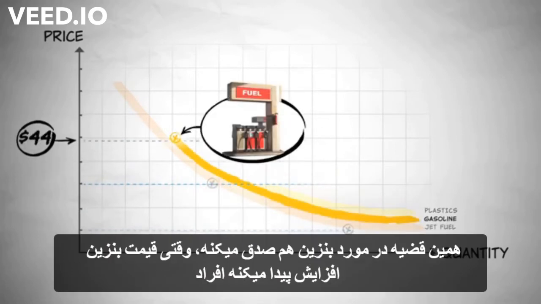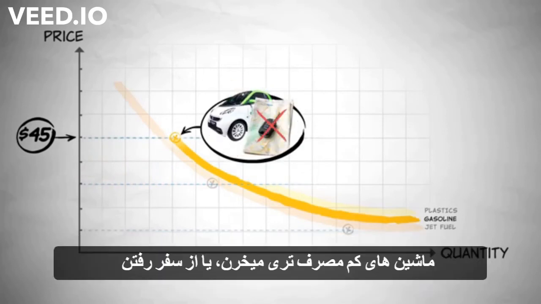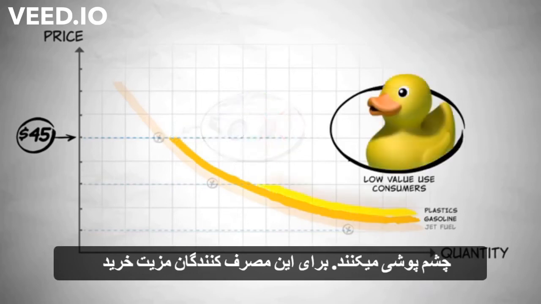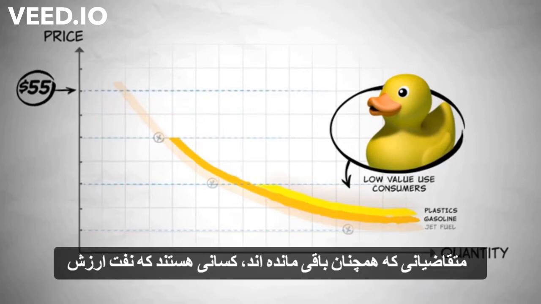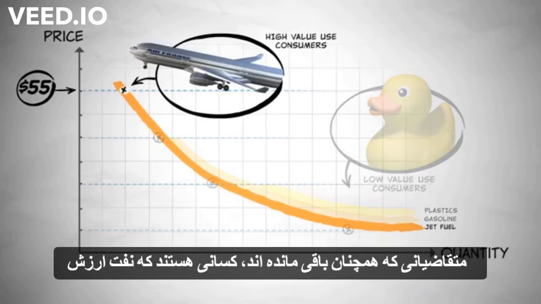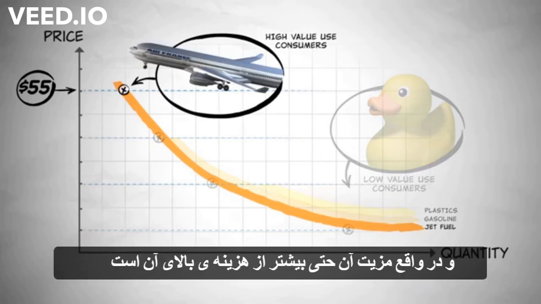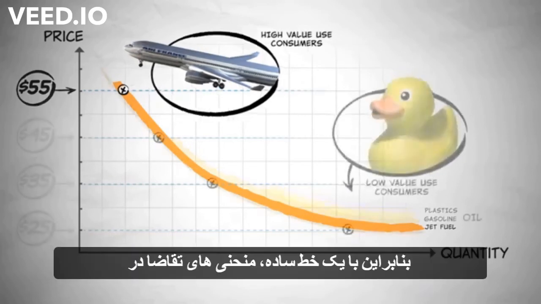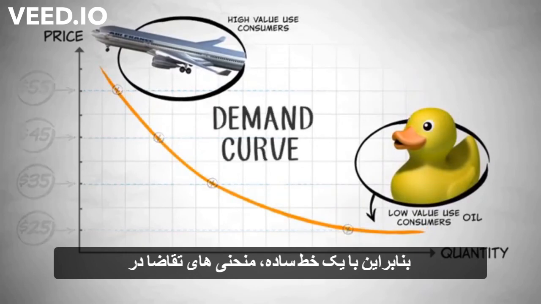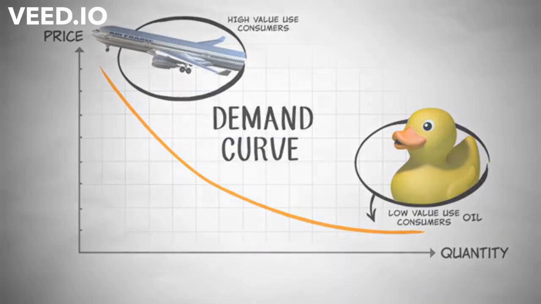Same goes for gasoline. As the price rises, people will economize. They will buy more fuel-efficient cars or forego that road trip completely. For these consumers, the benefit of buying these products is too little to justify the cost. At these high prices, the demanders that are left are the ones who value oil the highest. For them, the benefit of, say, having planes that fly outweighs the increased cost. They still demand oil. So, with a simple line, the demand curve summarizes all the many and diverse ways that people respond to a change in price.